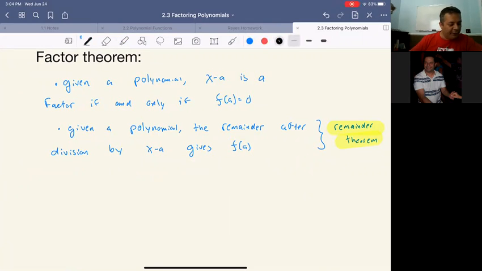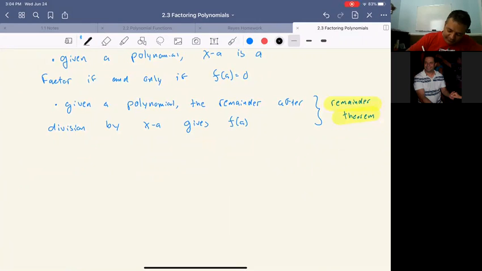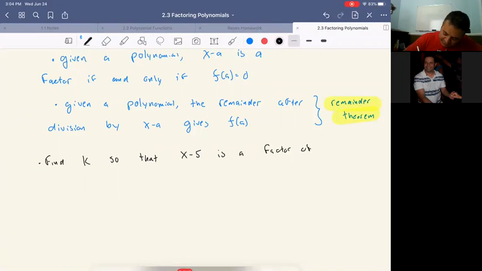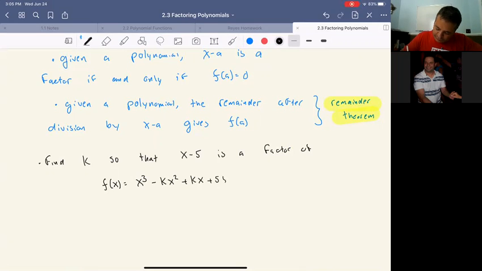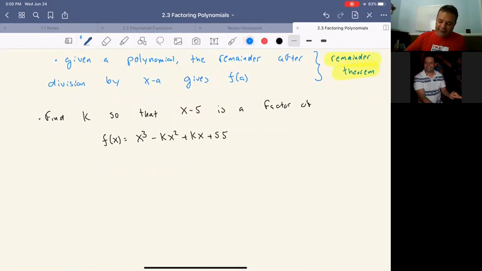So a problem that we might have, or that we will have, something like it, is: find k so that x minus 5 is a factor of f of x equals x cubed minus kx squared plus kx plus 55. So we're going to set up the synthetic division for this, okay? So we're going to make 5 a root. Remember, if x minus 5 is a factor, then 5 is a root.